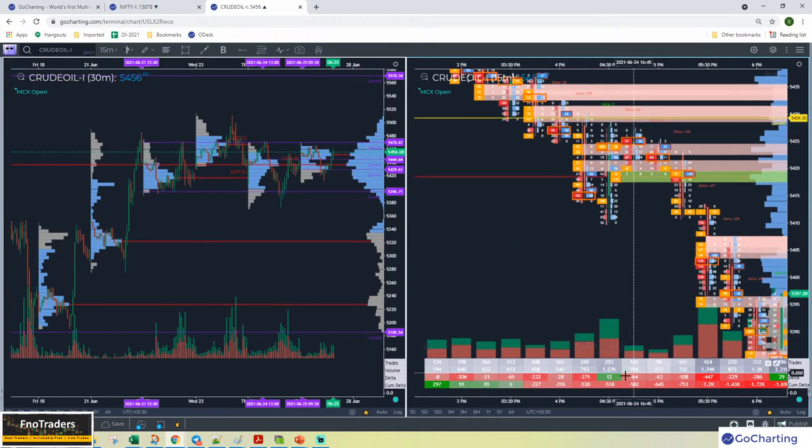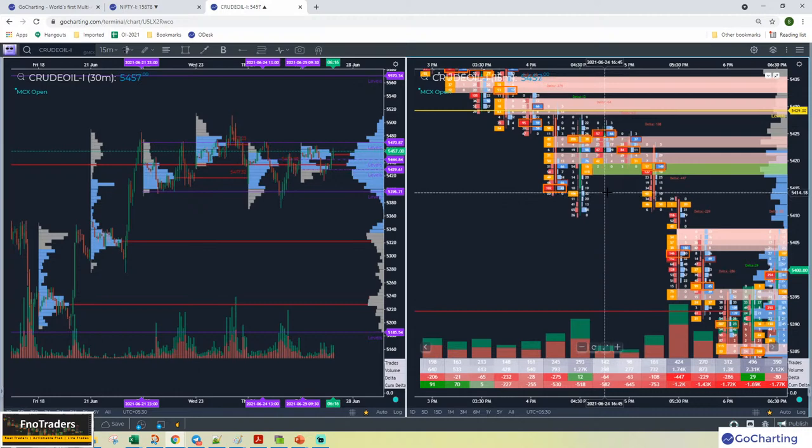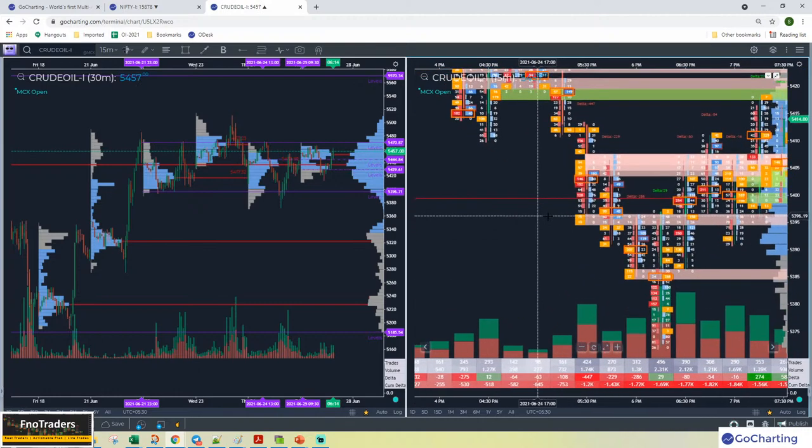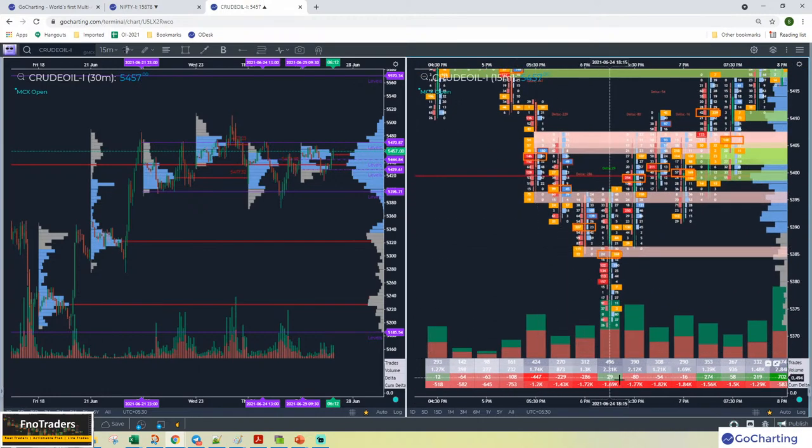So that means buyers are not doing a good job. Okay, very weak buyer delta. Then again, once selling resumed, once we broke this low, it was still sell, sell again. So this is where sellers stopped with a buying delta. But why buying? Because these were aggressive buyers here.